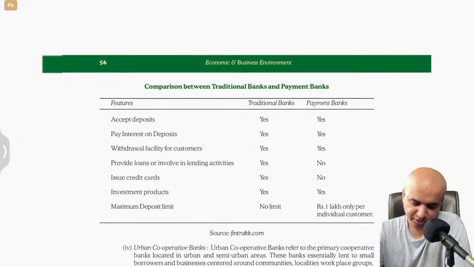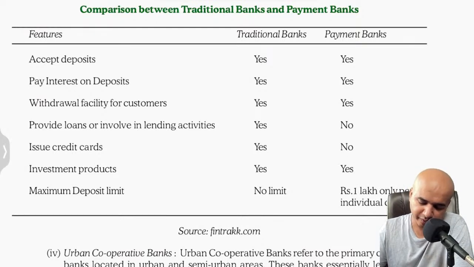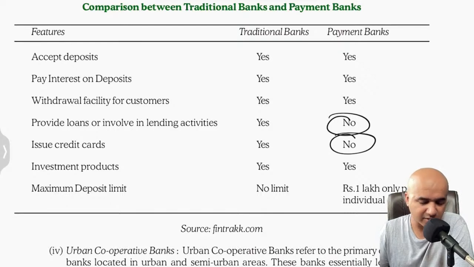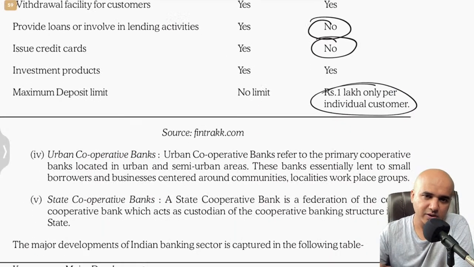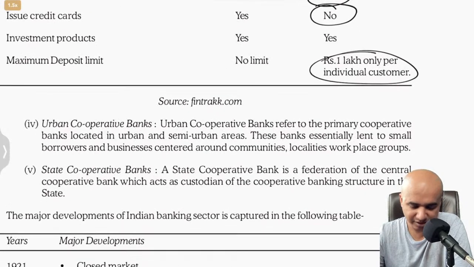Next, what are the things which traditional banks can do and payment banks can't do? We'll only look at the not so common areas. A payment bank cannot provide loans or engage in lending activities. Payment banks cannot issue credit cards, whereas a commercial or traditional bank can. And payment banks have a limit of only rupees 1 lakh per individual customer. More than that you cannot hold as deposit.